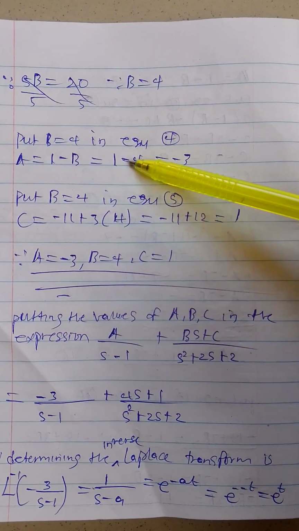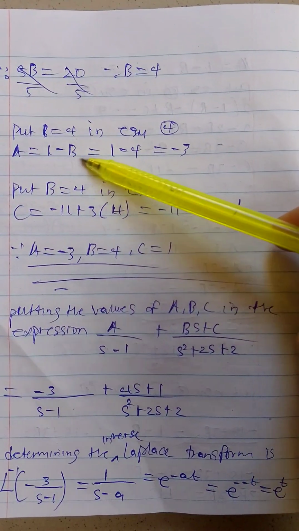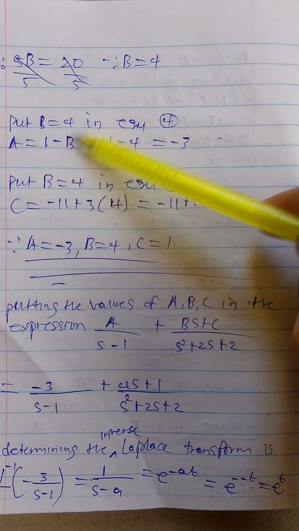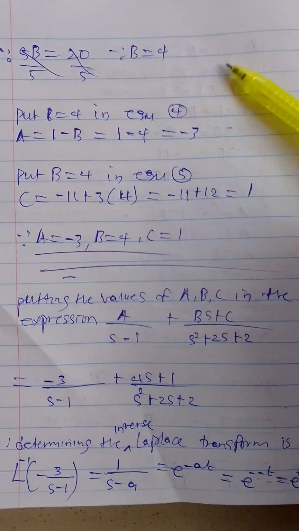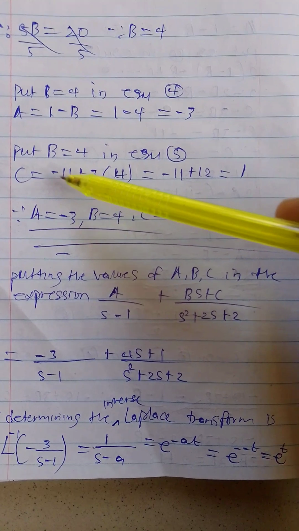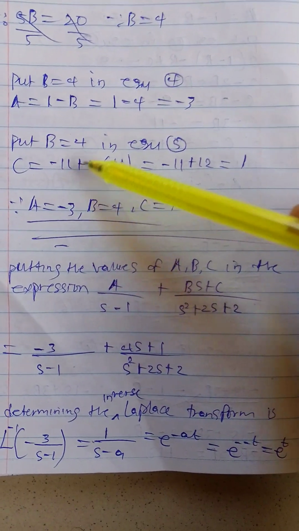Now put b equals 4 in equation what? 4. This is my equation 4, right? So I have to put b equals 4. So a is equal to 1 minus b, which is 1 minus 4, which will give you what? Minus 3. Now again, put b equals 4 in equation what? 5. And my equation 5 is minus 11 plus 3b.